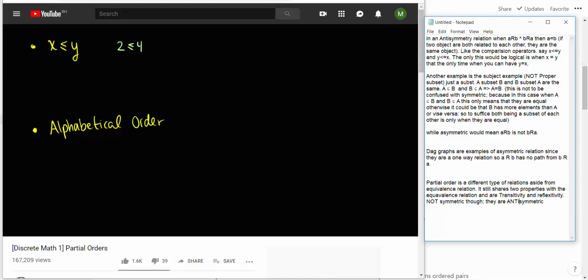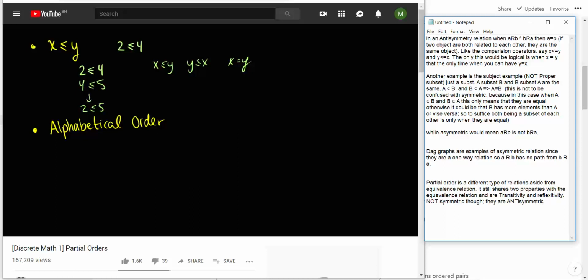Well, it's reflexive, and so for instance we have 2 less than or equal to 2. This is going to be true for any element. It's transitive, because if we say we have 2 less than or equal to 4, and we have 4 less than or equal to 5, then we know that 2 is going to be less than or equal to 5. And it's anti-symmetric, because if we have, let's just say more generally, x is less than or equal to y, and y is less than or equal to x, then we're going to get x is equal to y. So that's a partial order.